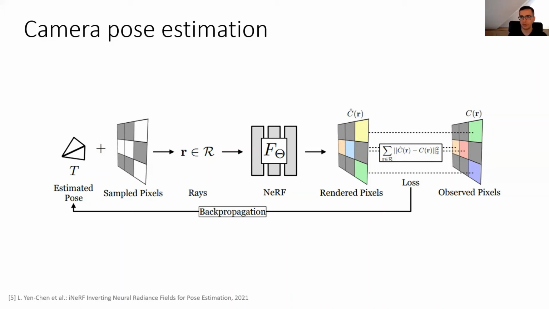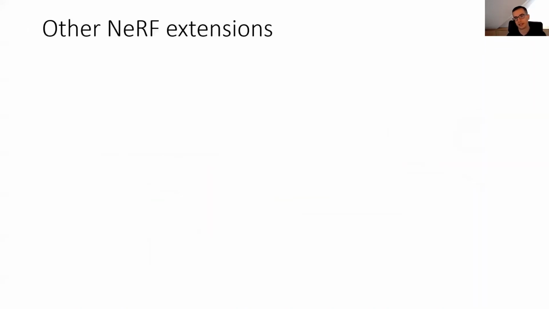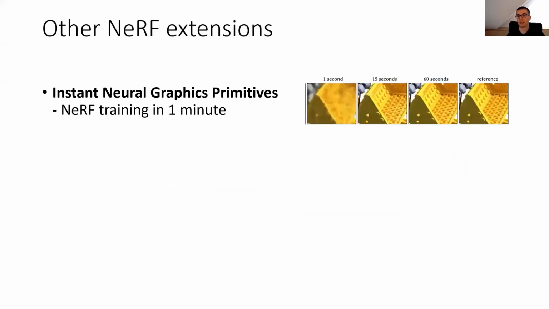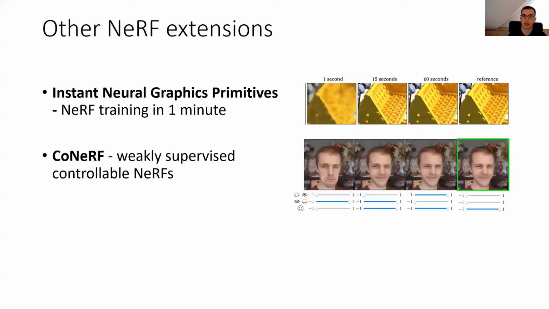As we're running out of time, I'm just going to quickly mention some other extensions to NeRF that I think are also very exciting. One is Instant Graphics Primitives, a method that allows for training NeRF in a few dozen seconds, perhaps a minute, even 15 seconds, as you can see here. So it tackles the other part of the performance problem. We already talked about inference time, which we can make very fast using FastNeRF. Now we can make the training part very fast, which is also exciting, I think. Another one is CoNeRF.